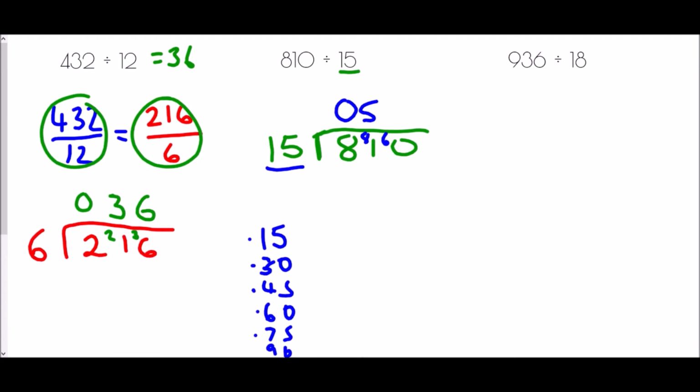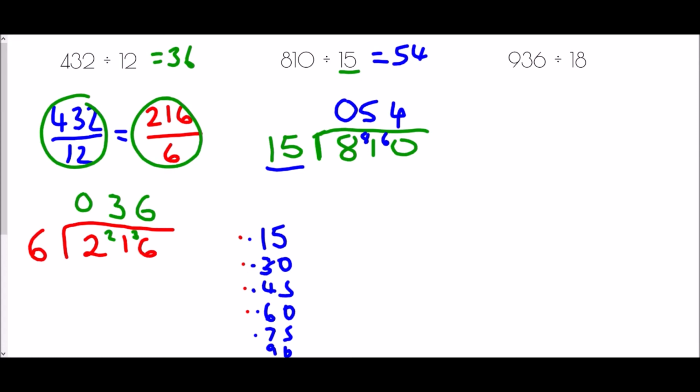Well, if I check the same list, that is 1, 2, 3, 4. And so the answer to 810 divided by 15 will be 54. And so then the last one, 936 divided by 18.